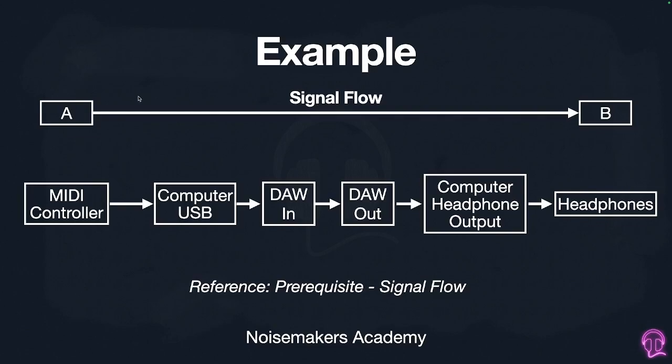So if we're thinking of the signal flow, we've got from A to B, again, from left to right. The MIDI controller is going to represent your idea that you're having, and it's going to be plugged into your computer's USB, which is then going to be communicating with the DAW, and that DAW is going to give us sound. So what's coming out of that is going to go straight to your computer headphone output, and that's going to then go to your headphones, okay? Now, your computer actually has an audio interface built in, or else sound wouldn't be able to come out.